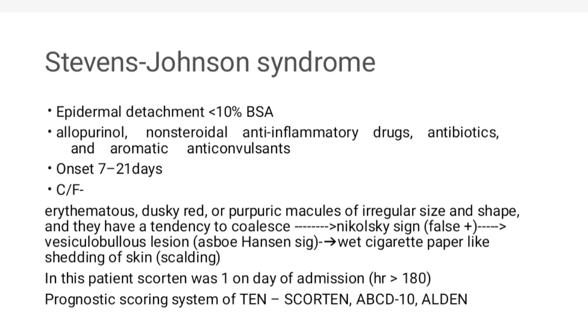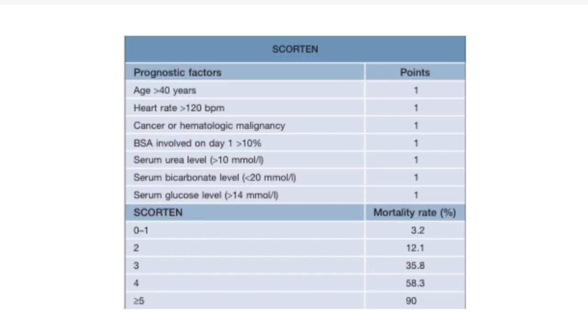In this patient, SCORTEN was 1 on the day of admission, which only criteria fulfilled was heart rate greater than 120. Prognostic scoring systems of TEN would be SCORTEN, ABCD-10, ALDEN. SCORTEN includes following prognostic criteria: age greater than 40, heart rate greater than 120, cancer or hematological malignancy, body surface area on day 1 greater than 10, serum urea greater than 10 millimole per liter, serum bicarbonate less than 20 millimole per liter, serum glucose greater than 14 millimoles per liter.